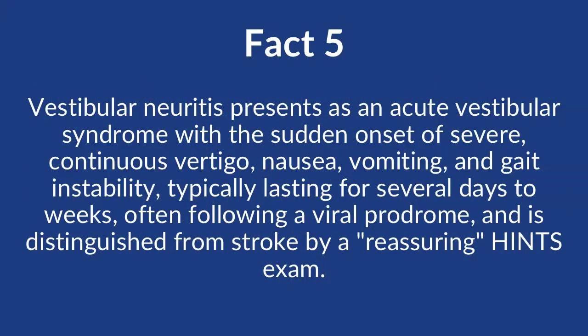Our fifth principle covers vestibular neuritis. This condition presents as an acute vestibular syndrome with the sudden onset of severe, continuous vertigo, nausea, vomiting, and gait instability. It typically lasts for several days to weeks, often following a viral prodrome. It is distinguished from stroke by a reassuring HINTS exam. The underlying cause is inflammation of the vestibular portion of the eighth cranial nerve, leading to acute unilateral vestibular hypofunction.